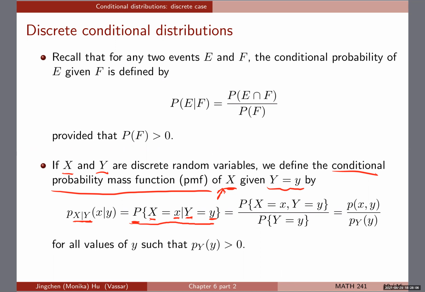So what we're doing here is getting the joint probability of X equals x and Y equals y, divided by the marginal probability of Y equals y. Mathematically, you can write that this is the joint PMF, and this is the marginal of Y. And of course, we need to make sure that the denominator is positive as well.